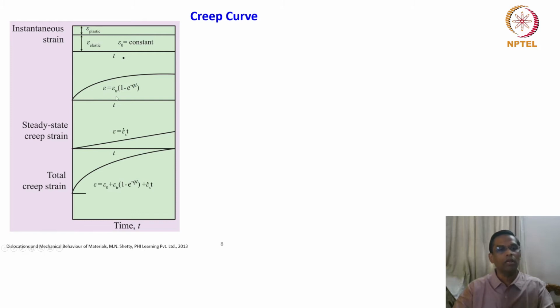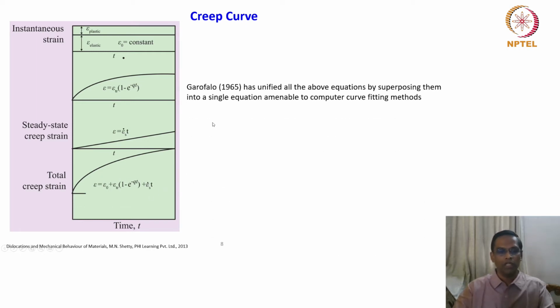This particular equation is called the exponential creep equation, and this term epsilon tr times (1 minus e to the power minus qt) is called the transient creep term, where q is the ratio between the strain rate and the creep strain. And this is the steady state creep strain. If you put it together, you see the instantaneous strain plus the transient creep strain plus the steady state components.